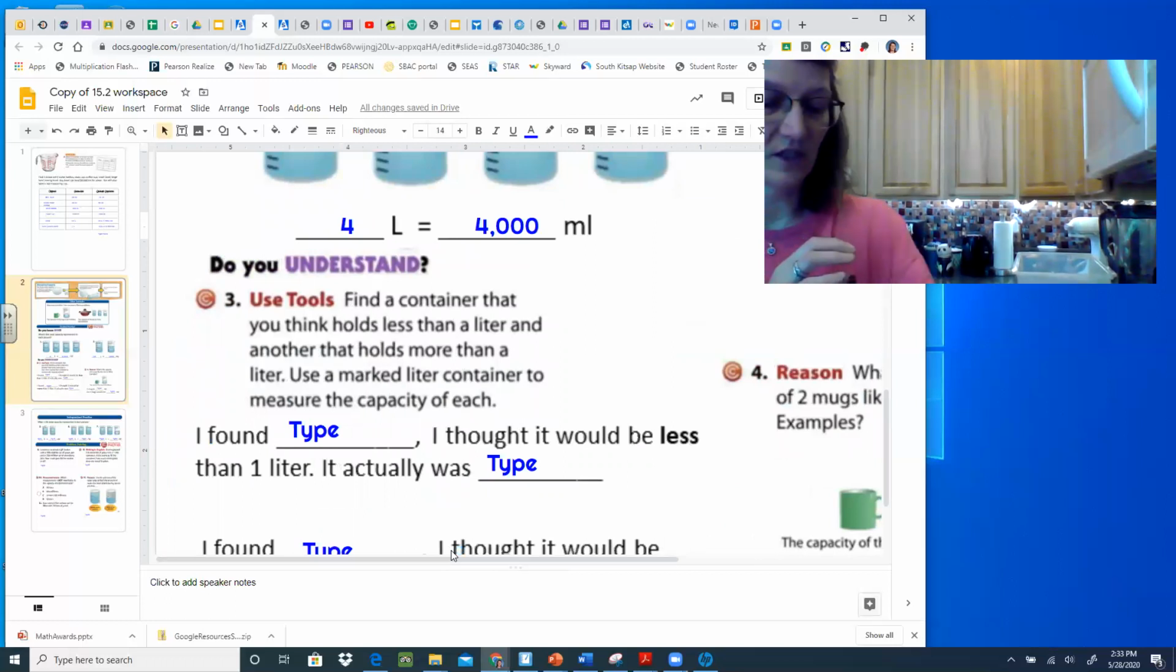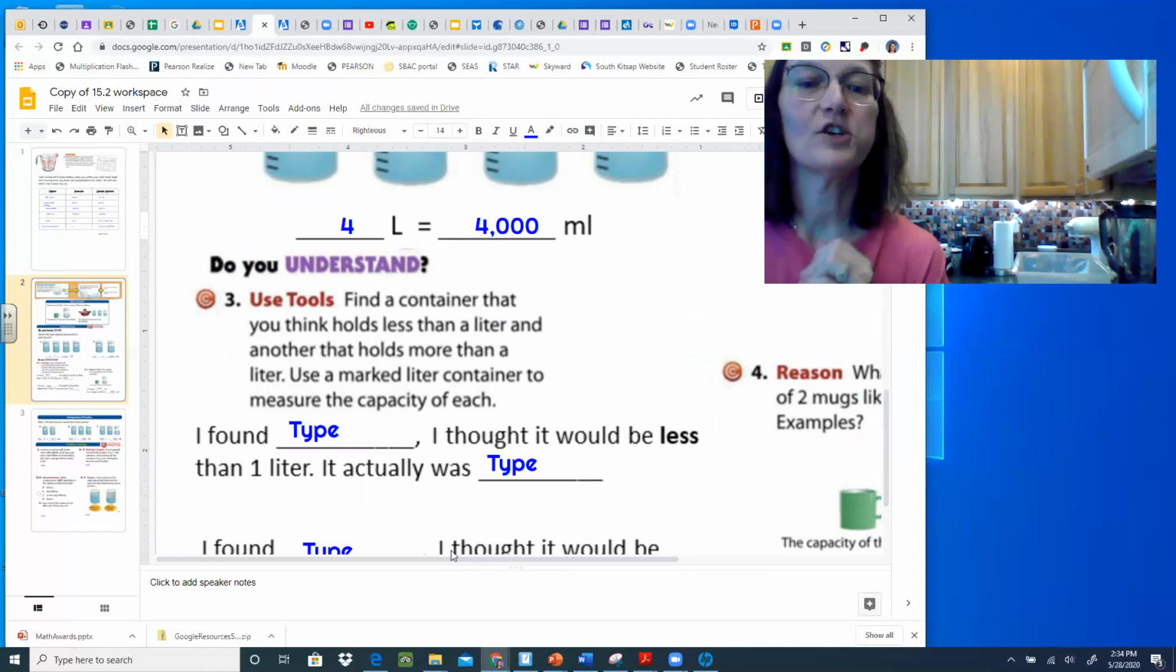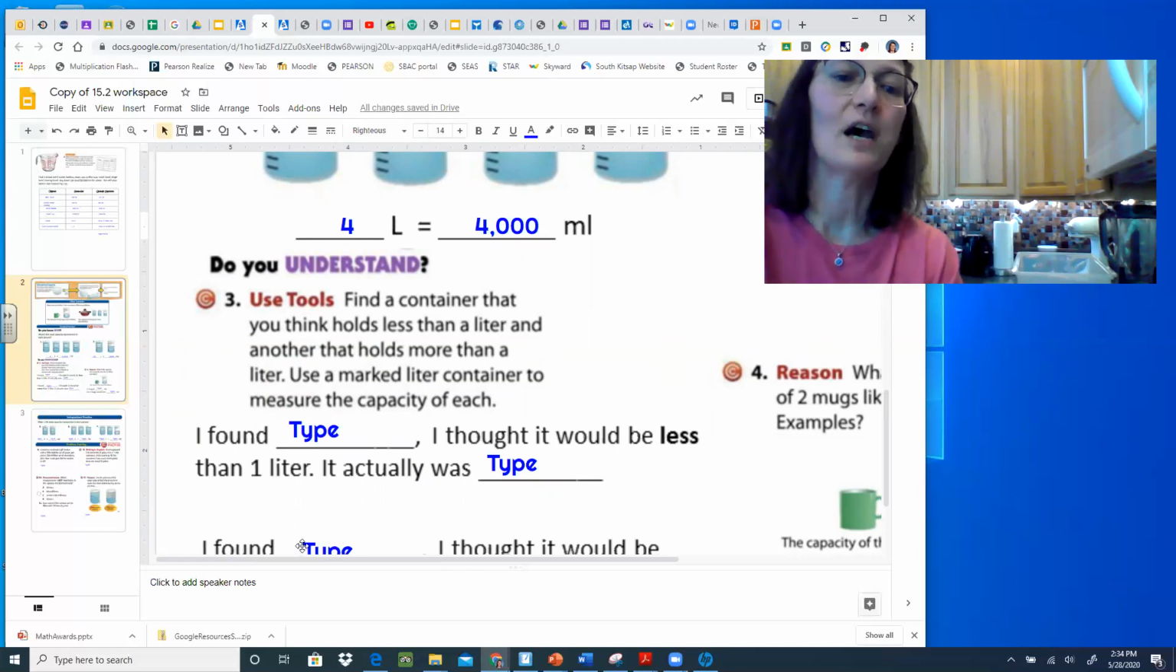Okay, number 3, while I shove some cake in my mouth. Find a container you think holds less than a liter and another you think holds more than a liter. Use a marked liter container to measure the capacity of each. Let's just use what we already did. So I found, I'm going to put the mini mug.